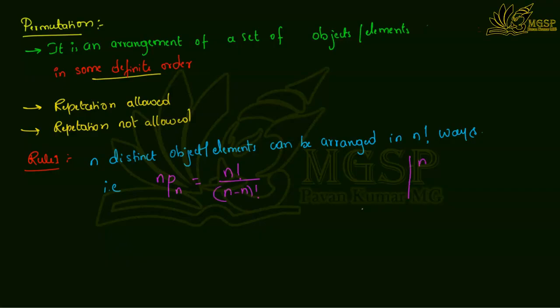Usually we have nPr is equal to n factorial divided by (n minus r) factorial, right? So here r is equal to n. In that case, this becomes n factorial divided by 0 factorial. 0 factorial is 1, so this will be n factorial. Done. Now let's see an example for better understanding.